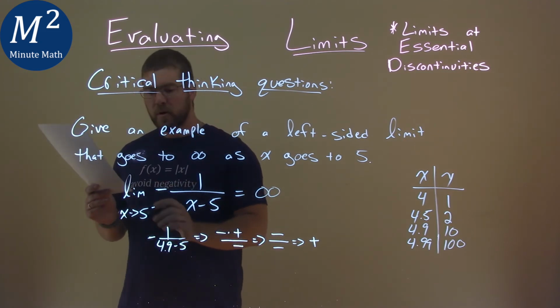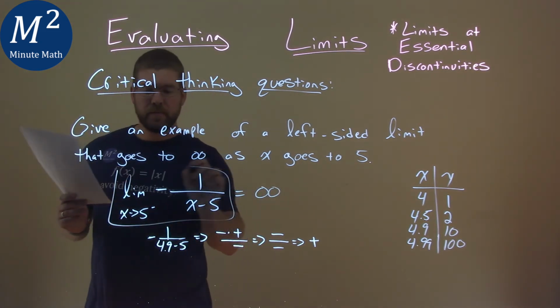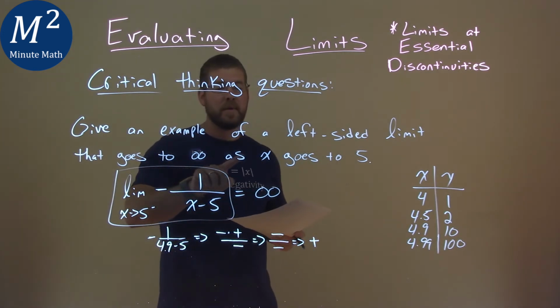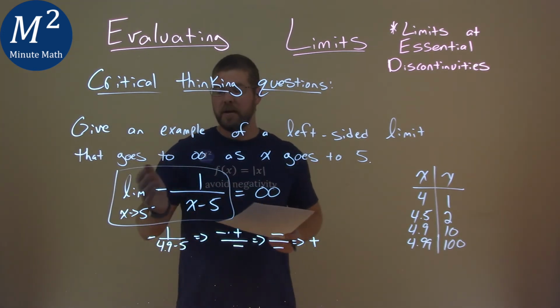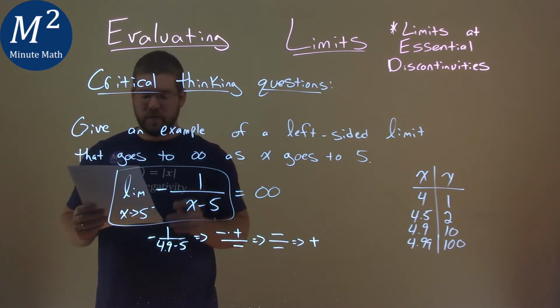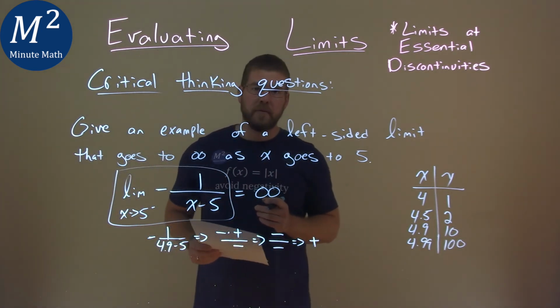And so we have now created a limit here, as our final answer, of an example of a left-sided limit that goes to infinity as x goes to 5: the limit as x approaches 5 from the left of negative 1 divided by x minus 5.